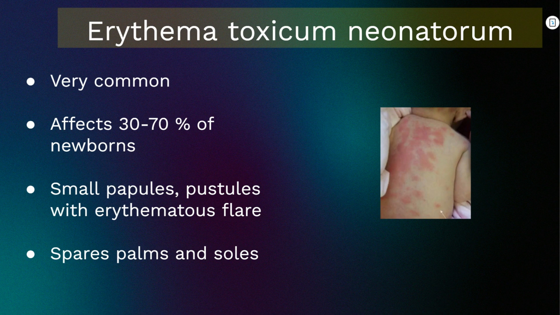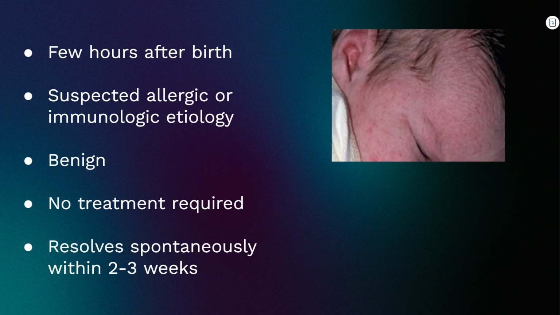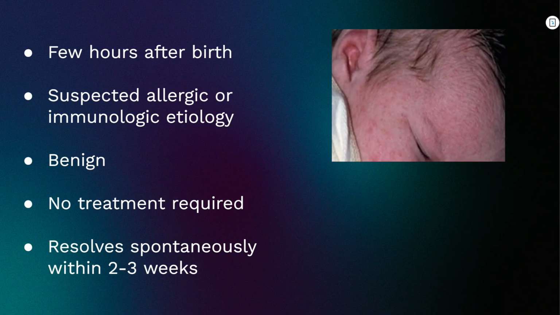The lesions are characterized by multiple erythematous macules and papules ranging from 1 to 4 mm that rapidly progress to pustules on an erythematous base. They are usually found over the trunk and proximal extremities, sparing the palms and soles. They may be present at birth but typically appear within the first 3 days. Infants with erythema toxicum neonatorum are otherwise healthy and lack systemic symptoms. The eruption is self-limited, with the rash resolving within 2 to 3 weeks.